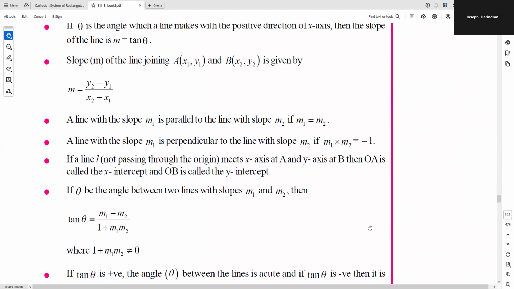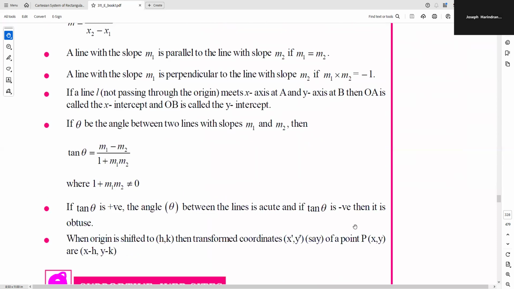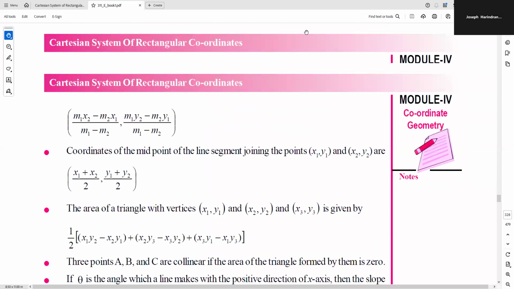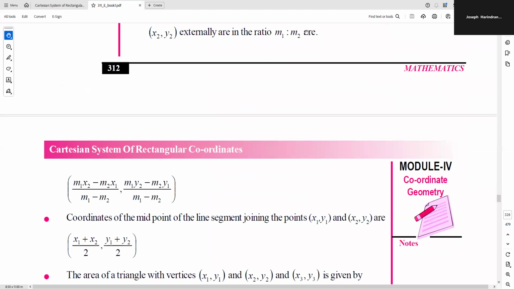And we finally have the angle between two intersecting lines with slopes m1 and m2 given by tan theta is equal to m1 minus m2 by 1 plus m1 m2, where 1 plus m1 m2 is not equal to 0. That's the condition. And then we saw the shifting of the origin to h comma k. So this is a session on the Cartesian system of coordinates. That's it.